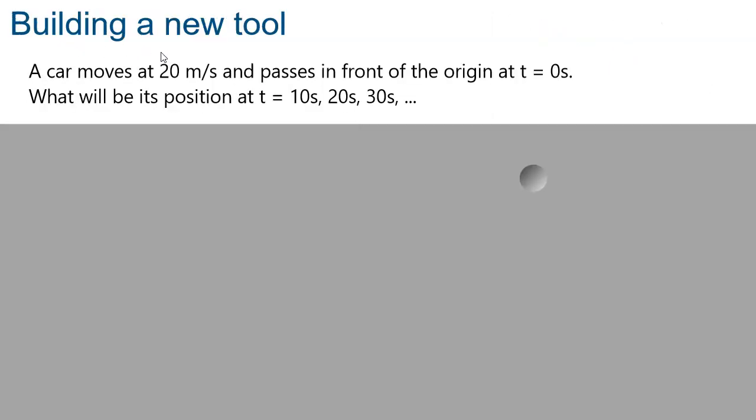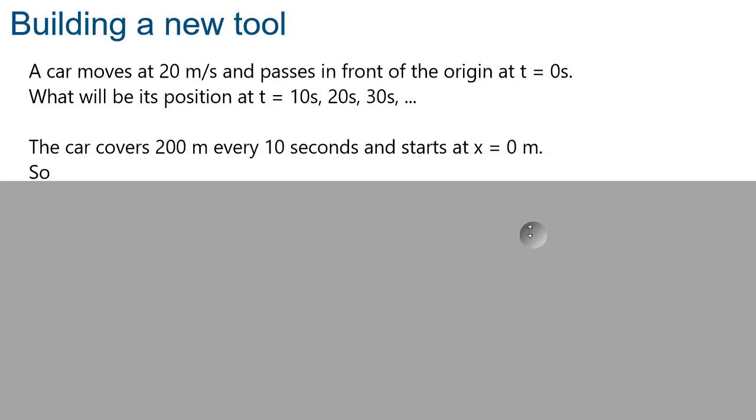I want to wrap up this clip with one last method that we can use to extract information from a motion graph. So I want you to imagine the following. A car moves at 20 meters per second and passes in front of the origin at t equals 0 seconds. What will be its position at 10, 20, and 30 seconds? Well, it's not super difficult. We know that the car moves at 20 meters per second, so this means that in 10 seconds it will cover 200 meters.